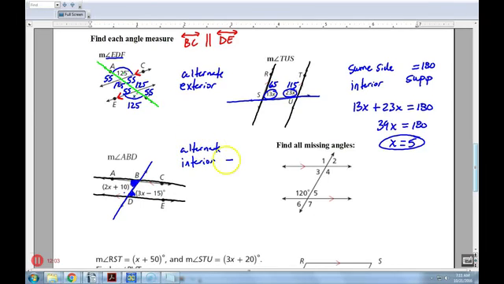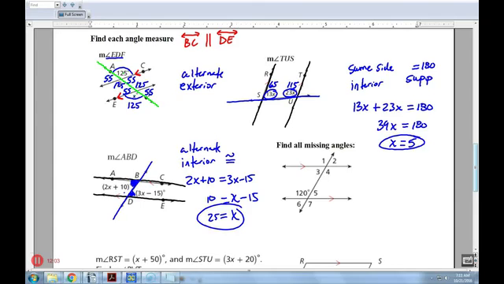Well, alternate interior angles have to be congruent according to the theorem up above. So I'm going to set these two equal to each other. 2x plus 10 equals 3x minus 15. I'm going to subtract 2x from both sides. And then I'm going to add 15 to both sides. And I get x equals 25.